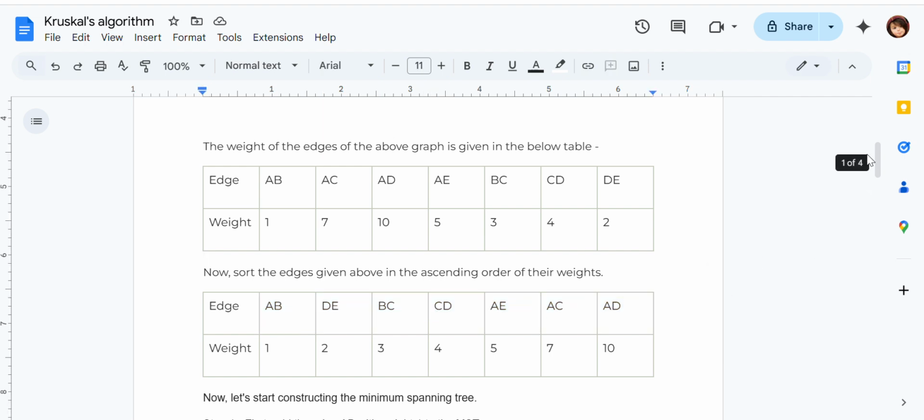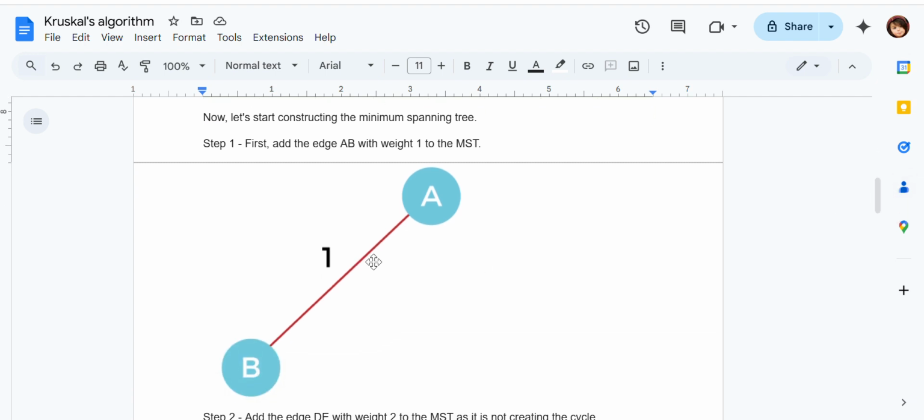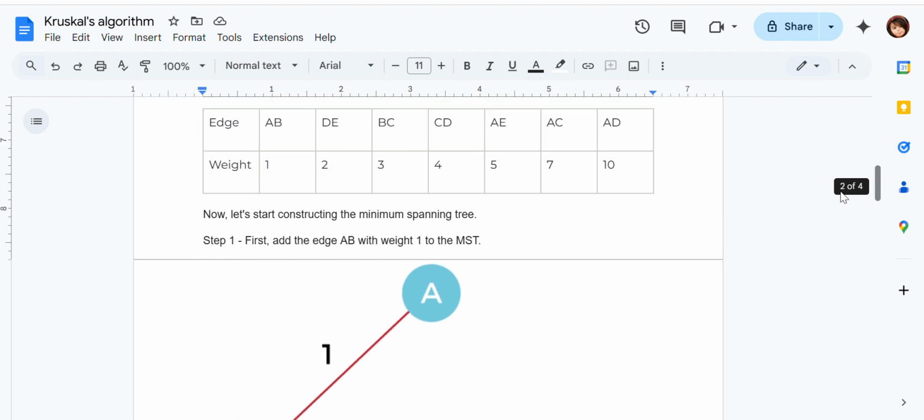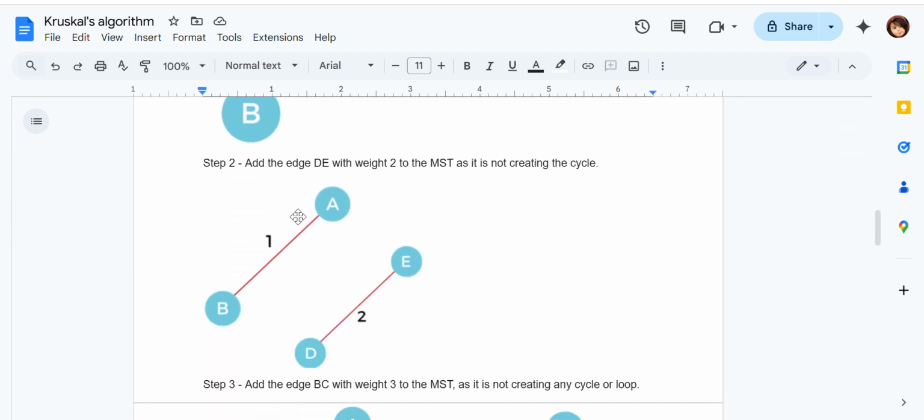Now what you have to do is draw the edges. Once you sort it out, the first step is to start adding the edges along with their weights. So we have AB connectivity of 1, so A and B are connected with weight 1. Next we have DE with the weight 2, so add that. Now we have AB 1 and DE 2.